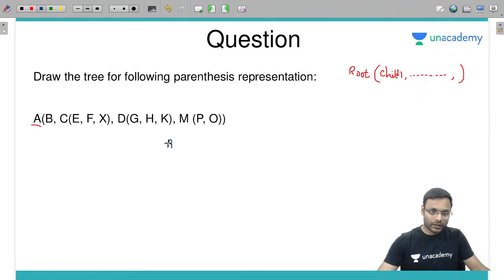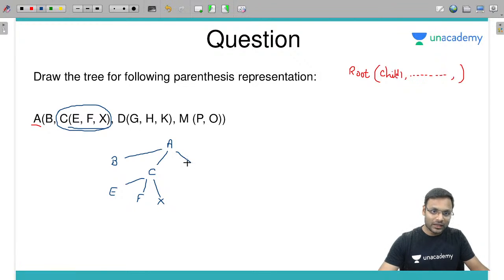Now, what are the children of A? Of course, B, comma, C. C has these children directly. So C's children are E, F and X, then comma. So this is the entire subtree of C. B comma this comma D. So D should be a child of A. D has 3 children: G, H and K, comma this M. M is another child of A, which has 2 children, P and O. This is the tree.